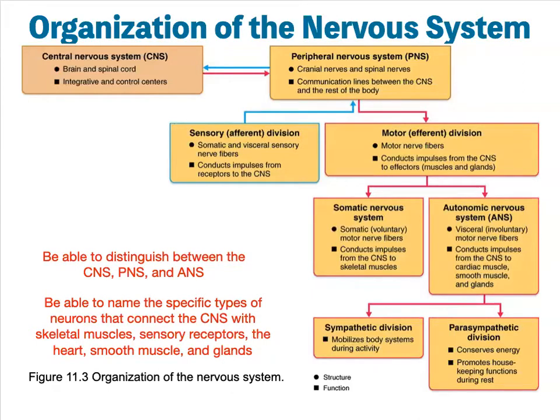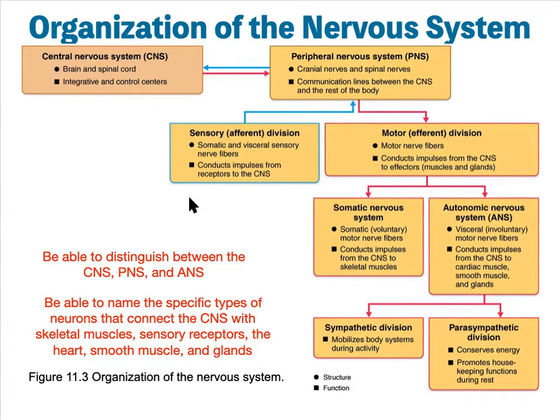Here we have a diagram that shows the organization of our nervous system. As we just discussed, the nervous system can be divided into the CNS and the PNS. The peripheral nervous system has two functional subdivisions. Okay, we've got the sensory, also known as the afferent division, and then we also have the motor, also known as the efferent division. Okay, so afferent meaning carrying toward, we're talking about carrying the signal toward the CNS, whereas efferent meaning carrying away, we're talking about carrying signal away from the CNS.